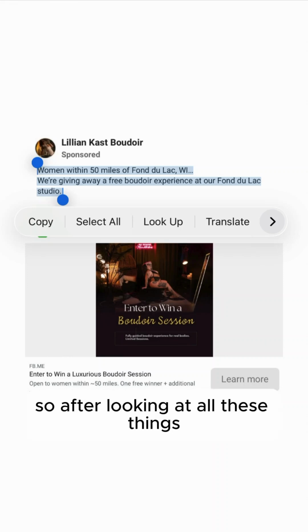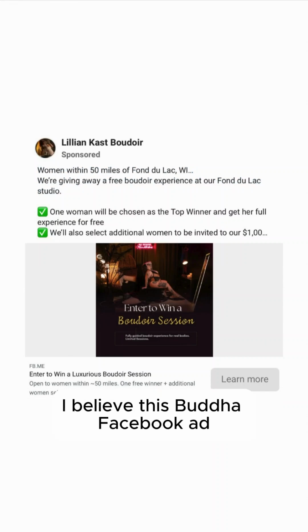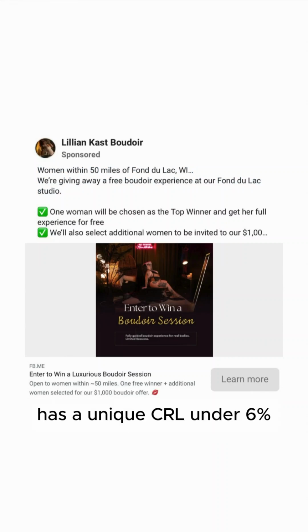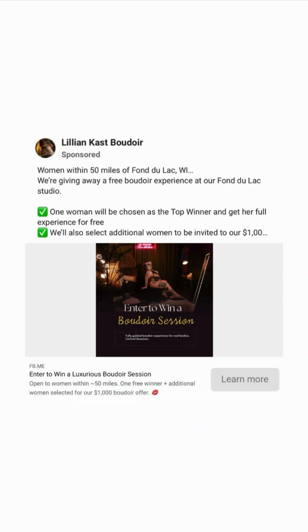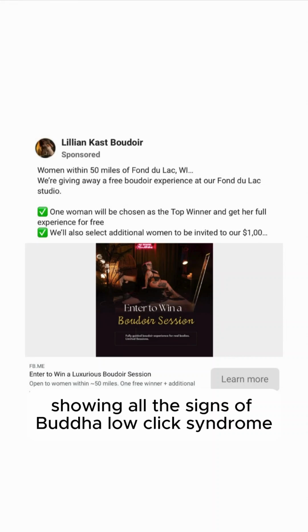So after looking at all these things, I believe this boudoir Facebook ad has a unique CTR under 6%, aka has BLCS, has boudoir low click syndrome. Yes, I do. I believe this, showing all the signs of boudoir low click syndrome.